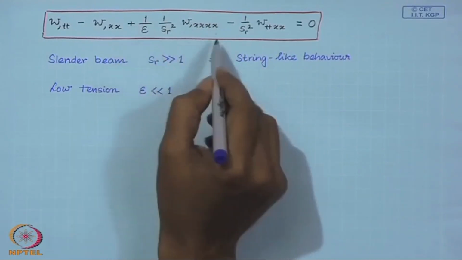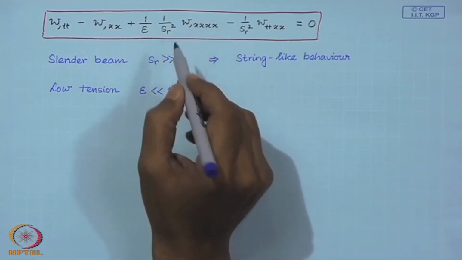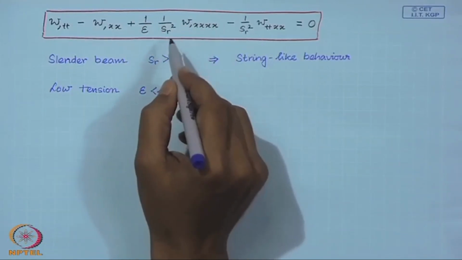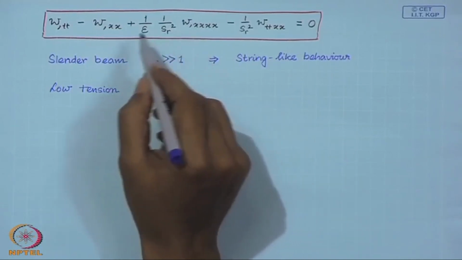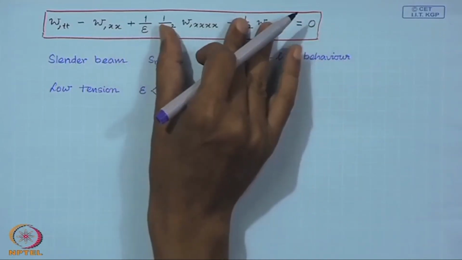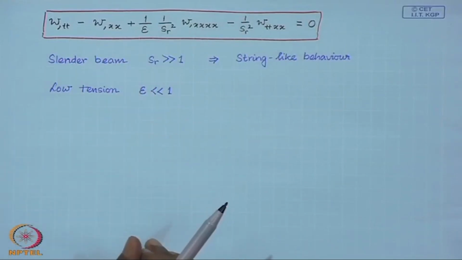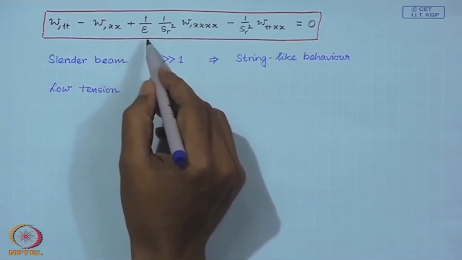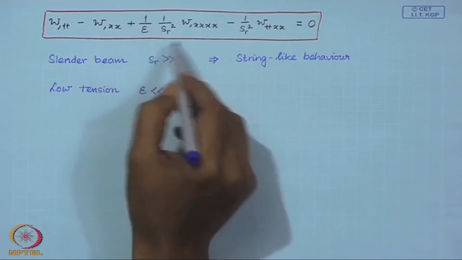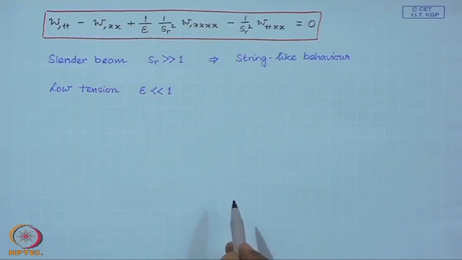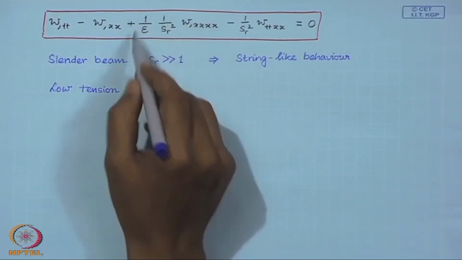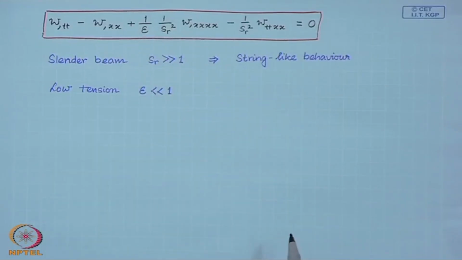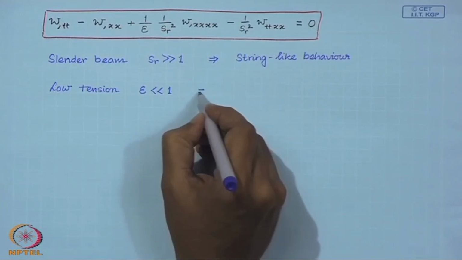whereas this term is negligible if the beam is again slender and the tension is very high. So, if the tension is very high and the beam is slender, then these two terms can be dropped, therefore, it will have a string like behavior, or the system can be modeled as a string. Whereas, if tension is very small, then this flexural term may be significant. So, this must be considered. So, you tend to more like a beam like model.